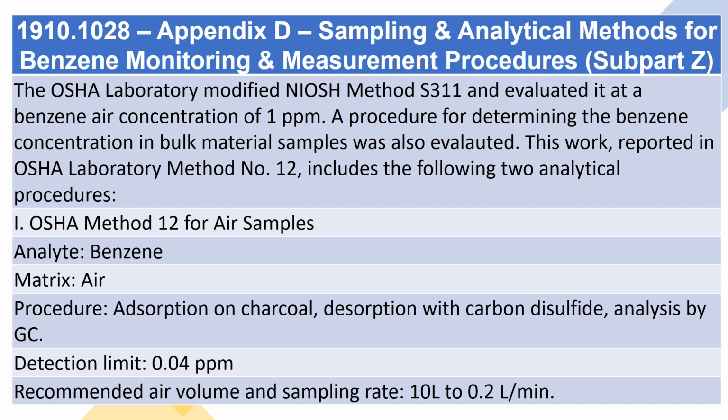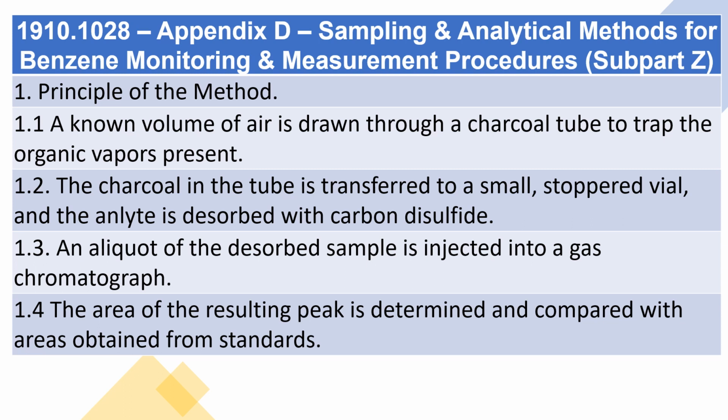I. OSHA Method 12 for air samples. Analyte, benzene. Matrix, air. Procedure, adsorption on charcoal, desorption with carbon disulfide, analysis by GC. Detection limit, 0.04 ppm. Recommended air volume and sampling rate, 10 L at 0.2 liters per minute. 1. Principle of the method.